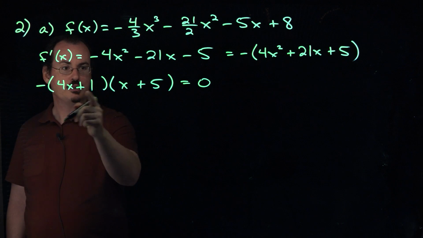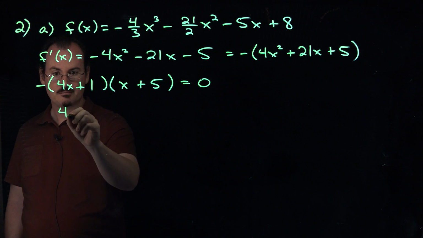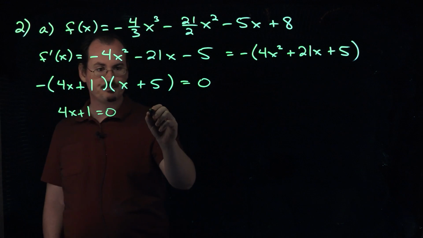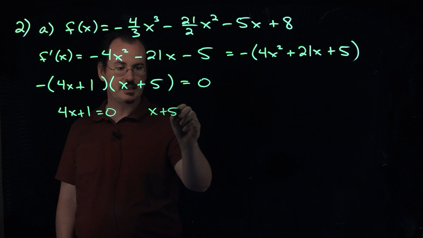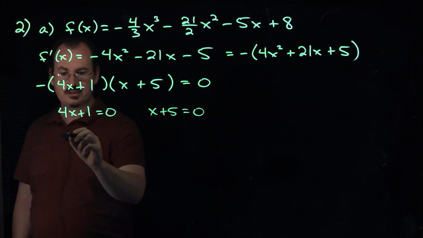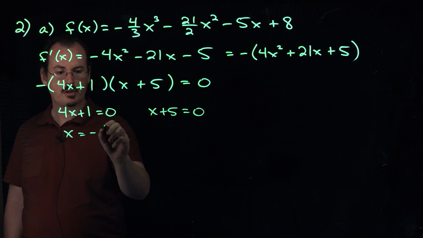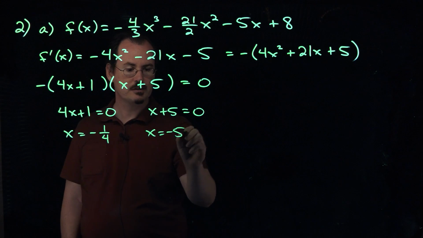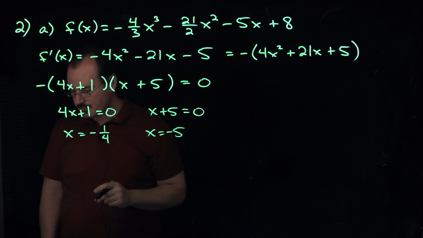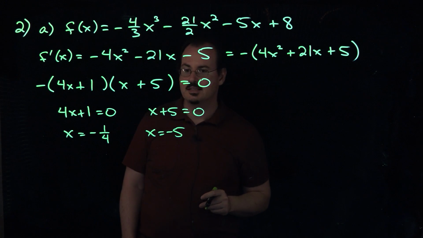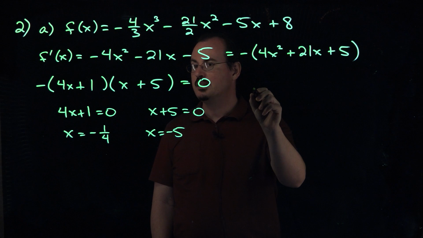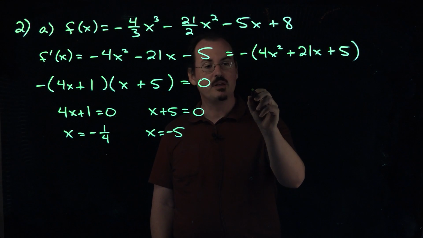So what we want to do next is take these two factors, 4x plus 1, set that equal to 0, and x plus 5, set that equal to 0. This gives us x equals negative 1/4, and this gives us x equals negative 5. So we've got two critical numbers. The next step, we'll want to make our table of values to see whether this thing is increasing or decreasing, whether we have a minimum or max value.